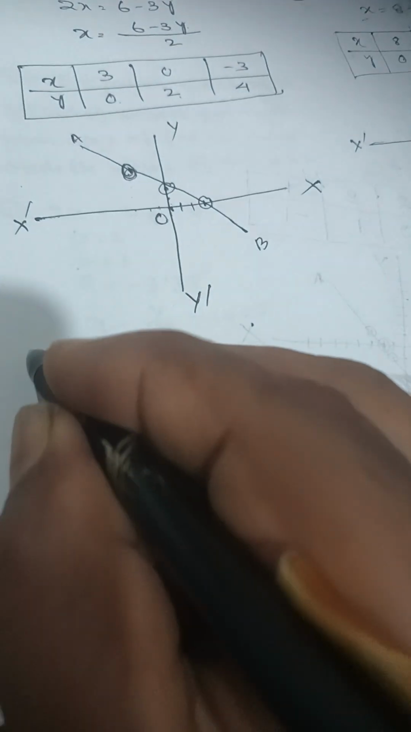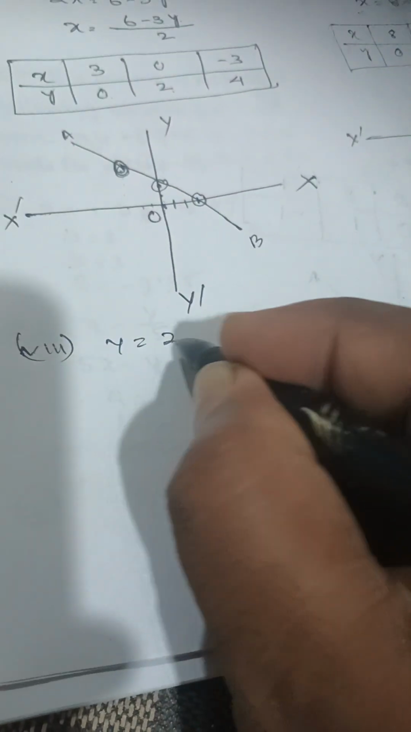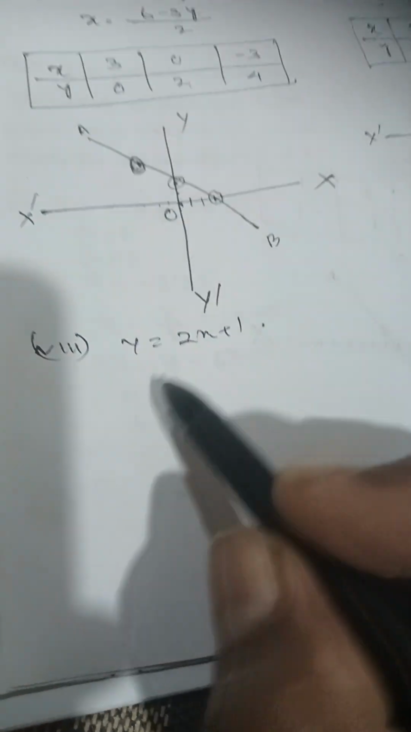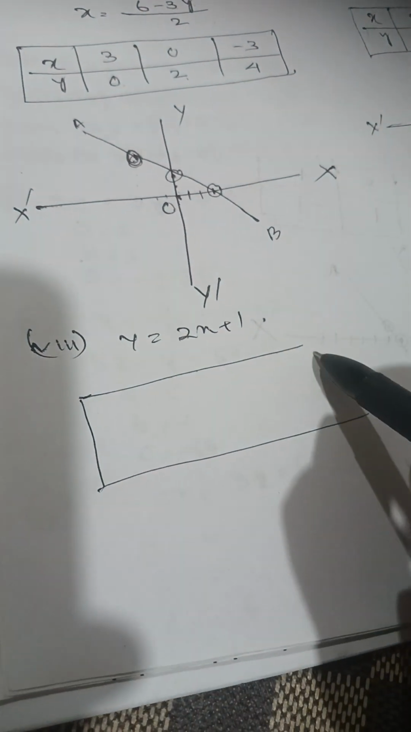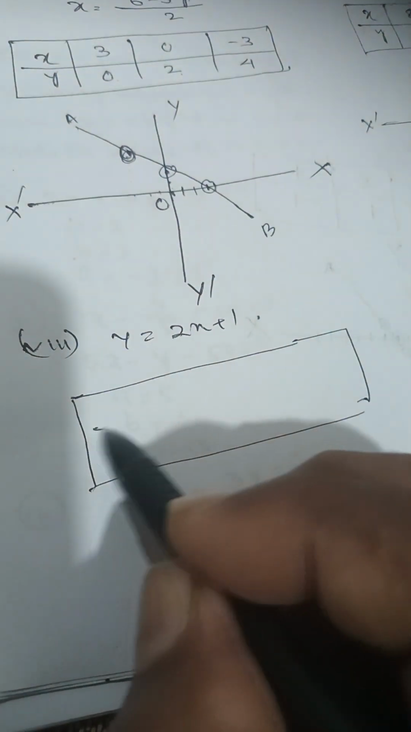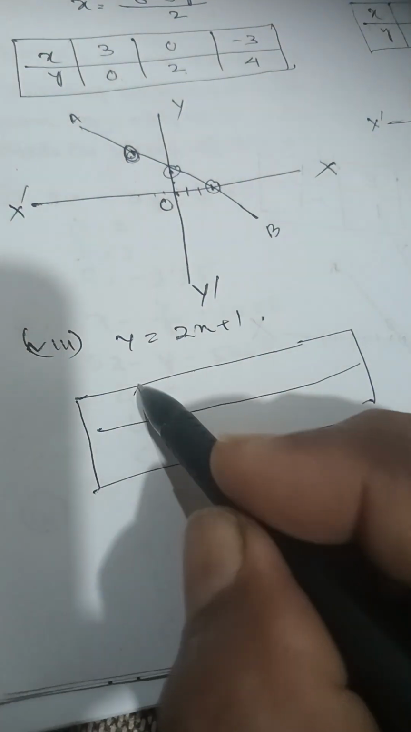Next question, last one, number 8. Question is given y equal to 2x plus 1. We have to draw the graph of this equation. So, like the usual method, you have to draw a table for that. This is the table. Here you write x and y.